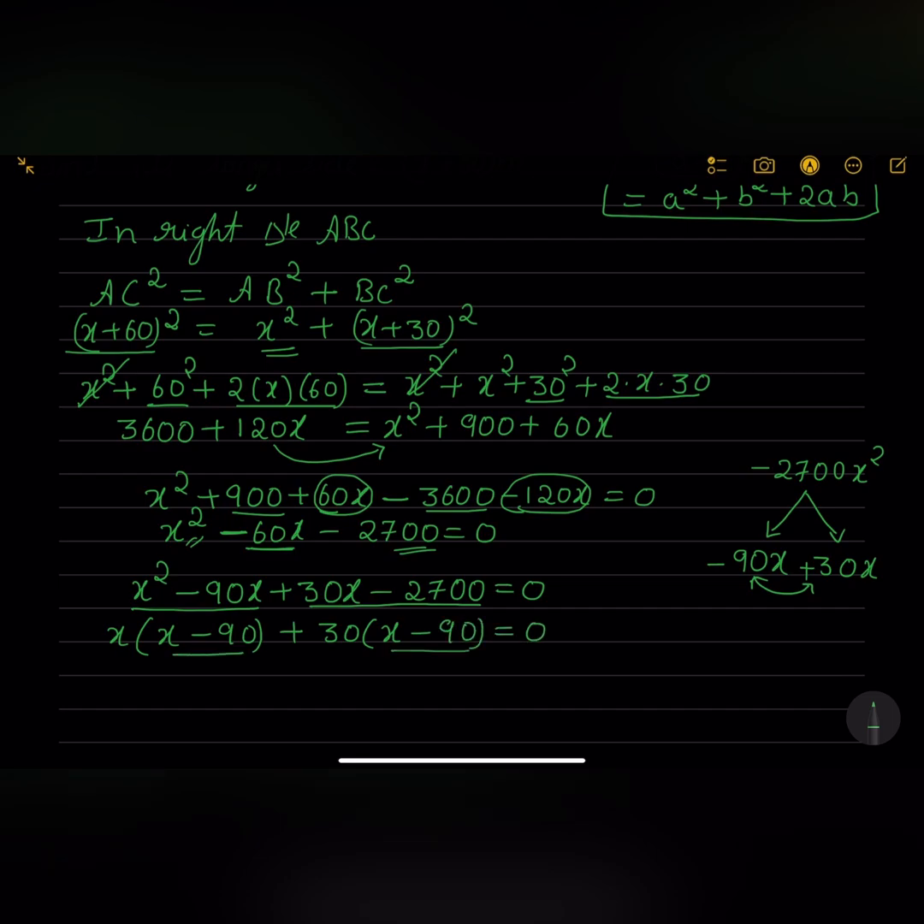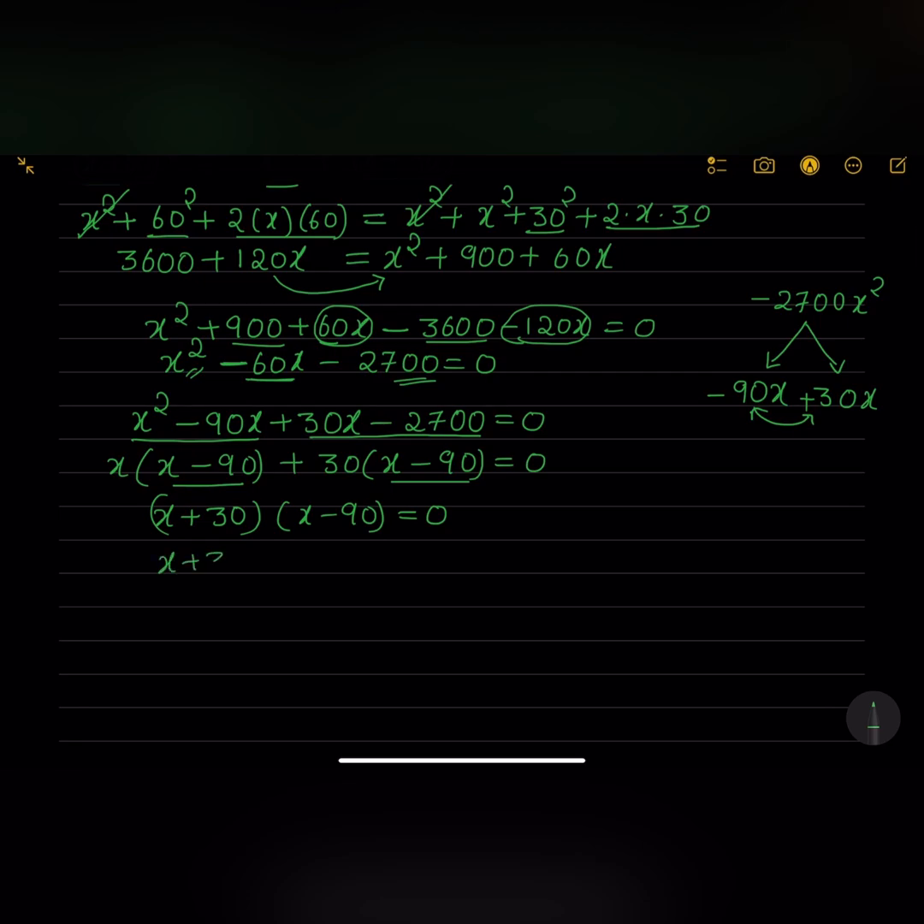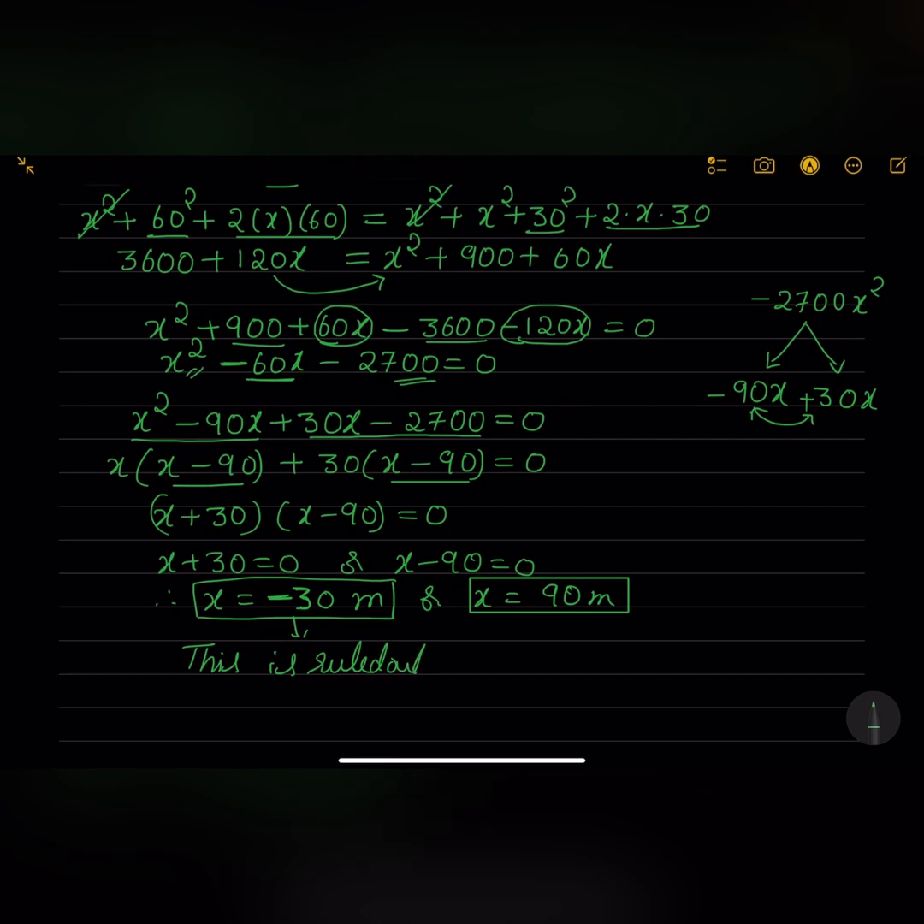Now in this, the common factor is x minus 90, so we will take out that: x plus 30 into x minus 90 equal to 0. Now this is x plus 30 equal to 0 or x minus 90 equal to 0. Therefore x is equal to minus 30 meters or x is equal to 90 meters. Now we cannot take the negative side, right? The side will not be negative. So this is ruled out, since it is a negative value.